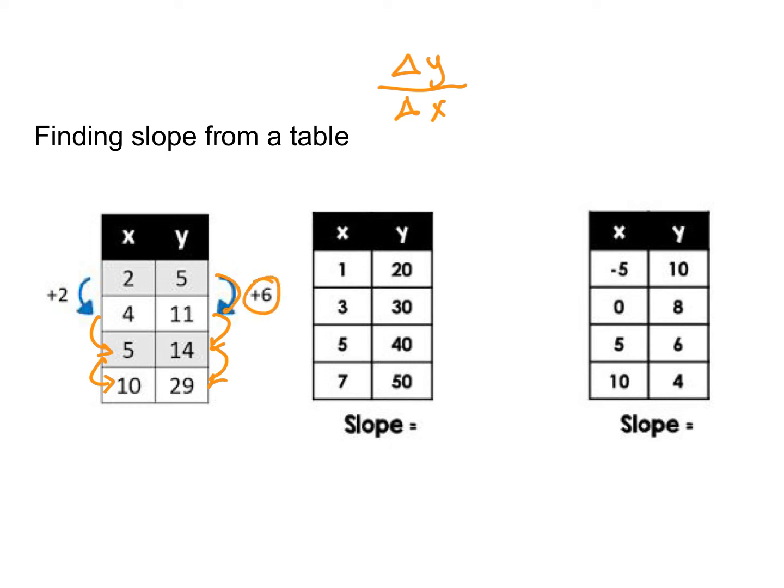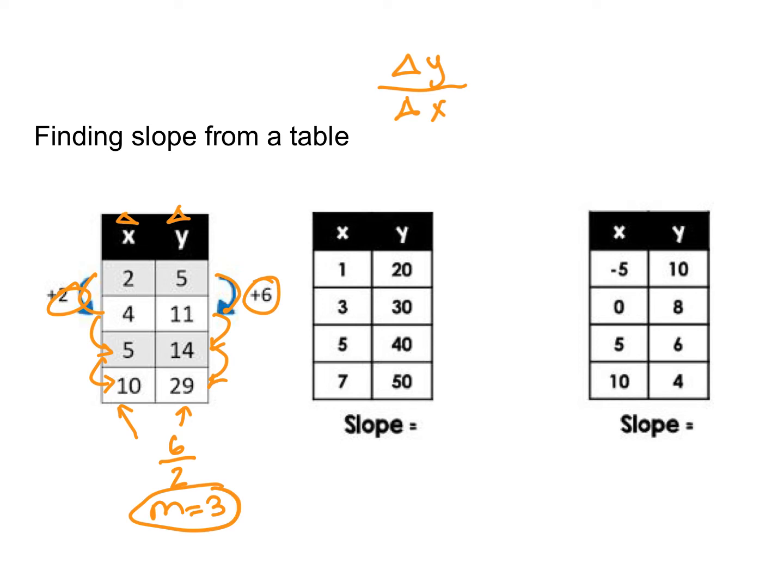Okay, so this difference is 6. Look at the difference on this side. This difference is 2. It's going up by 2. It's going up by 6. I'm going to take the change in my y over the change in my x. That triangle stands for change. So the right side changed by 6 over this side changed by 2. I'm going to simplify that because I know 6 divided by 2 equals 3. So my slope is 3.